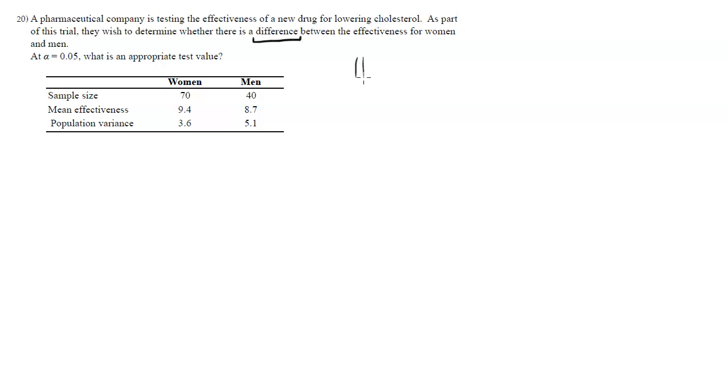We know that. If we're doing step 1, the mean for women is equal to the mean for men. That's the null hypothesis. Alternative hypothesis, the mean for women is different from, so it is not equal to the mean for men. That's our null and alternative hypotheses.